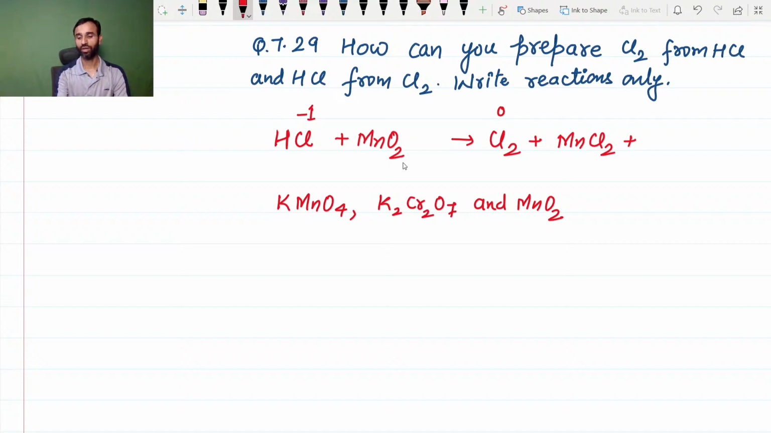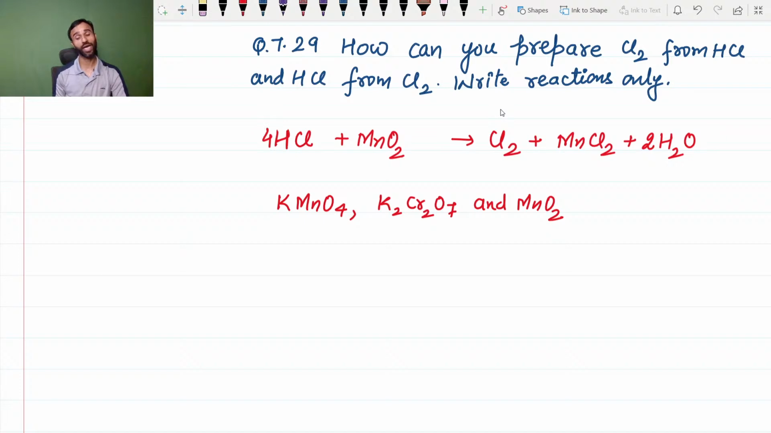MnCl2, and hydrogen and oxygen form water. Obviously two oxygens are there, so 2H2O. So 4HCl, and this way it is balanced. That means HCl can be converted into Cl2 by using an oxidizing agent like potassium permanganate, potassium dichromate, or even MnO2. So this is the simple reaction.